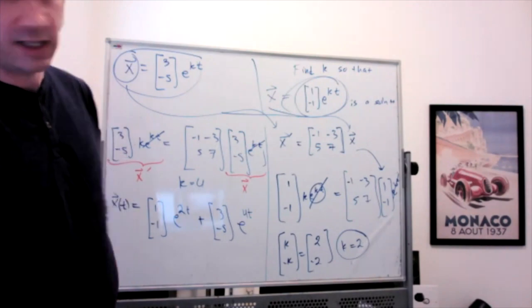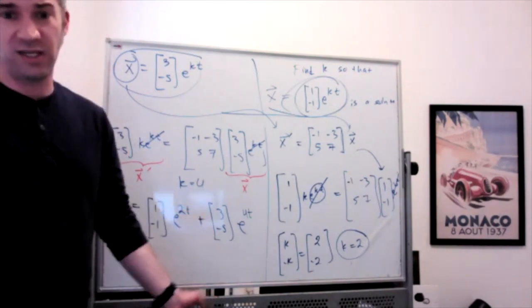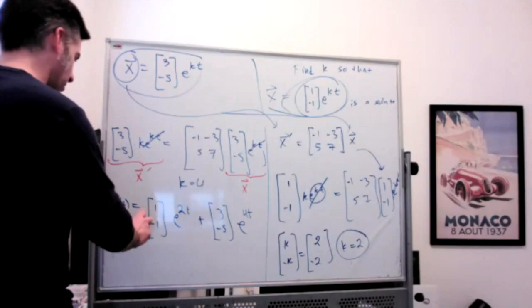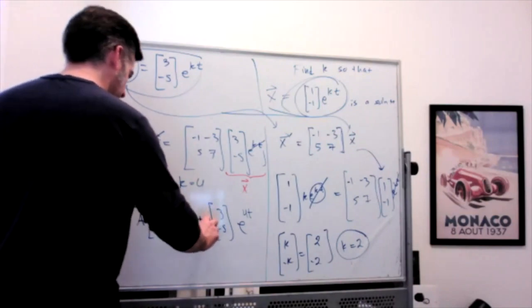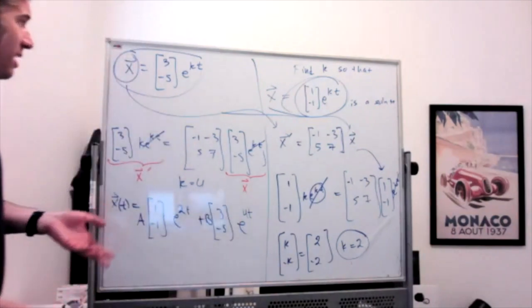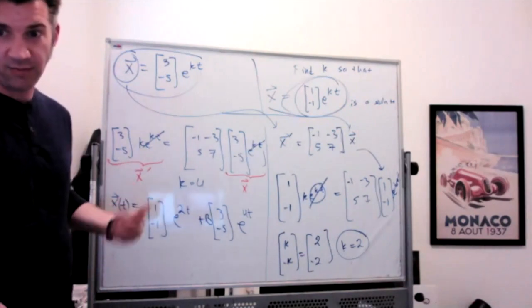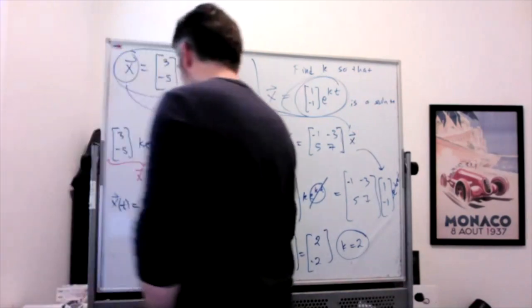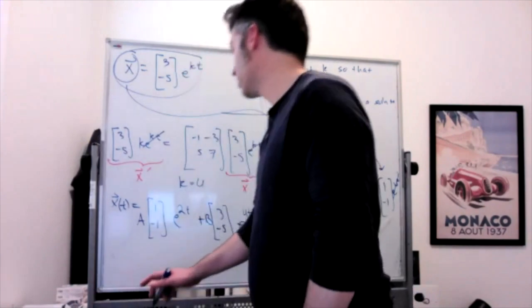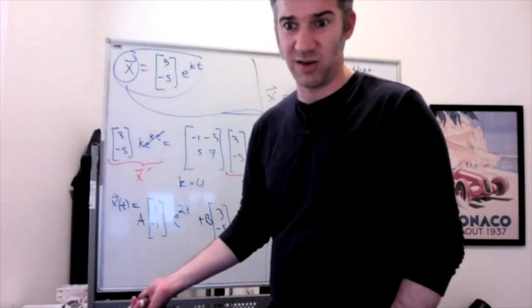We're missing the constants C1 and C2, or in this problem, they say to use A and B. So this would really be A times this plus B times this. And the reason that still works is because, right, if you take the derivative of this, you still get the same thing back.